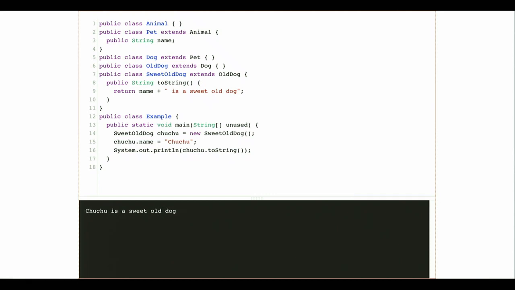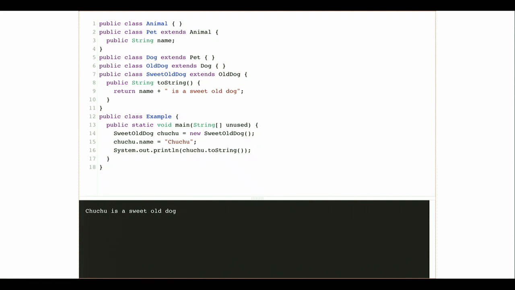If it doesn't find one, it goes to the parent. This is one of the reasons why Java enforces the rule that every class can only have one parent. Because if I had two parents, I might find two different implementations of toString, and I wouldn't know which one to use. But if I have one parent, my algorithm is, look in sweet old dog. If I find a method called toString that's public and returns a string, use it. Otherwise, check old dog. Otherwise, check dog. Otherwise, check pet. Otherwise, check animal. Otherwise, check object. And I know object's going to have this method.